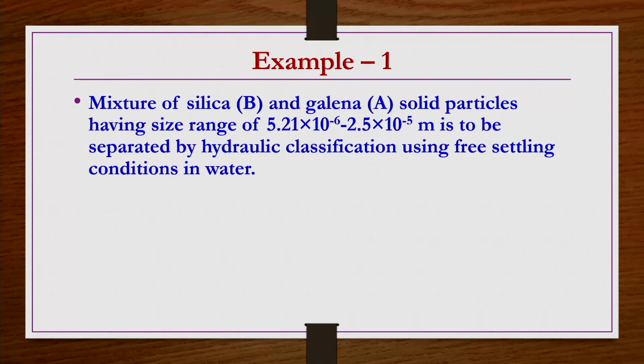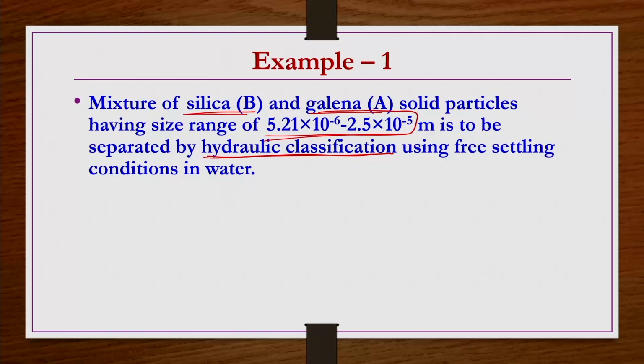So, now we take an example problem to understand how to use this equation. A mixture of silica and galena solid particles having size range 5.21 × 10^-6 to 2.5 × 10^-5 meters is to be separated by hydraulic classification using free settling conditions in water. Hydraulic classification means we have to use water as the liquid, and both silica and galena particles are in this range.